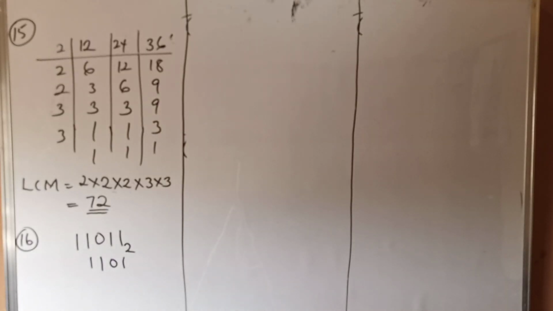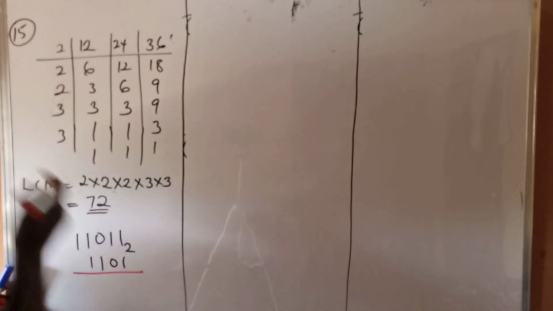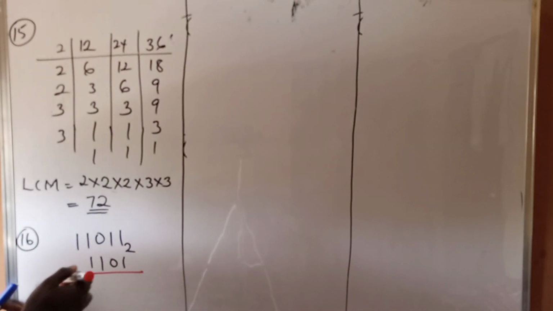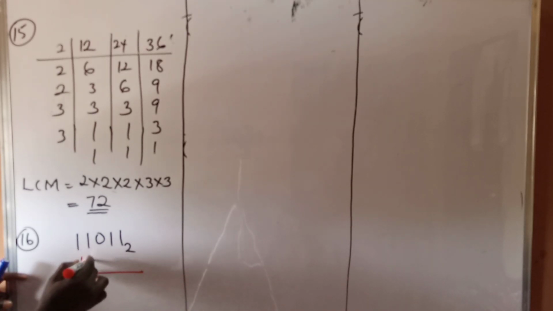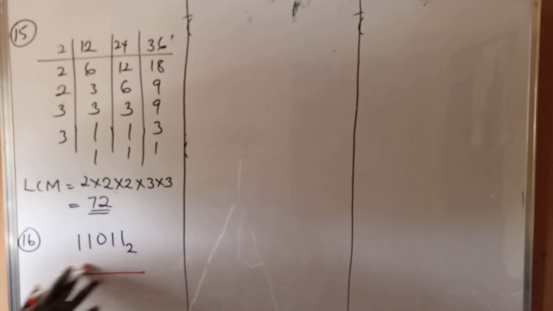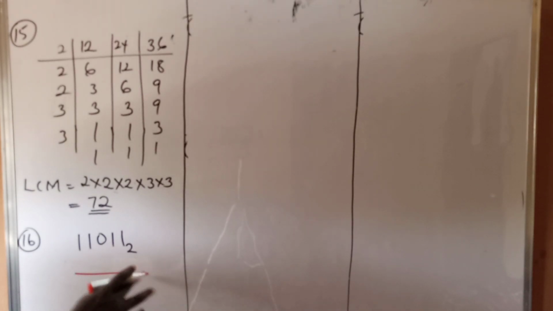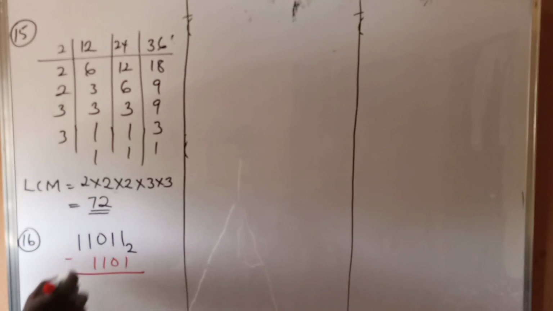You make sure when you are arranging, when you want to subtract this, you have to arrange it in such a way that, some students will go to the extent of writing it this way: you write 1101 and subtract. By doing this, you'll be wrong. So you place units under units, tens under tens, and so on and so forth.